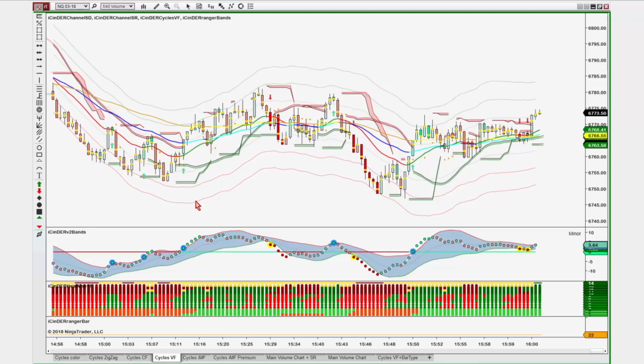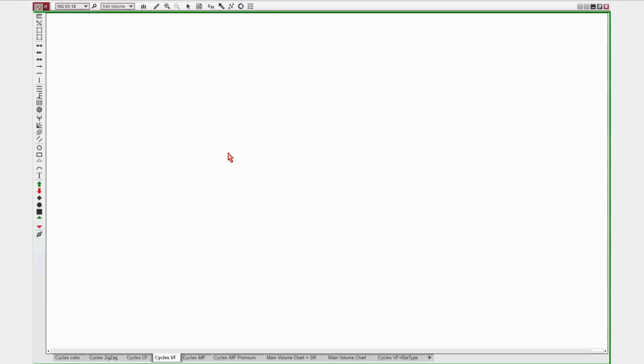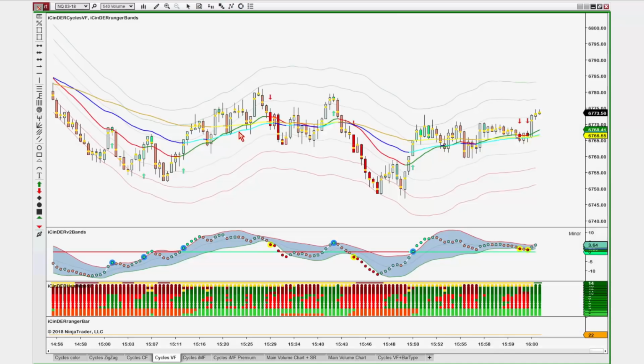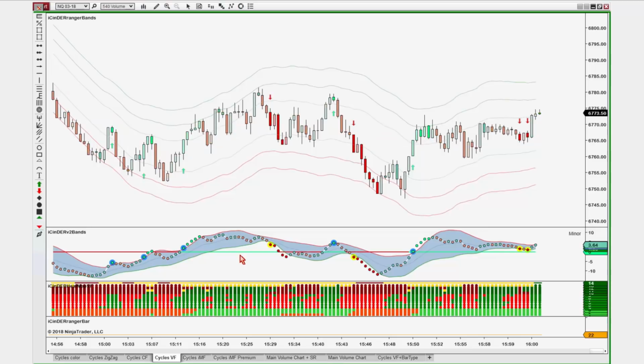Now this one is a lot of stuff over here. So what I'm going to do is I'm going to just take some of them out. Okay, so let's do this and take some of them out. The first thing that we have is this is actually a Ranger band.